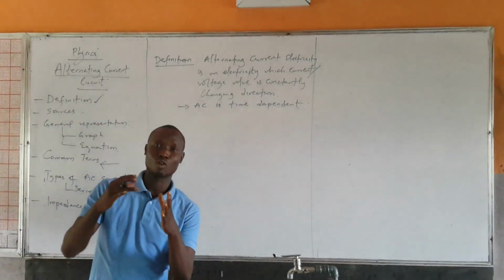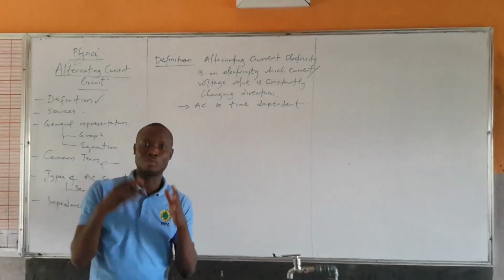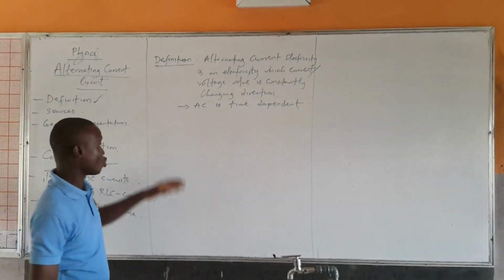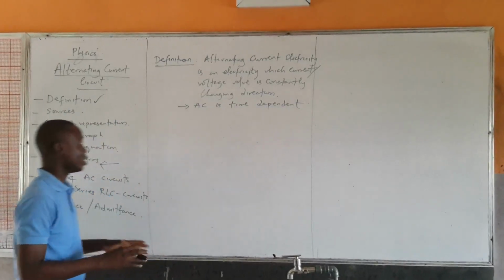At a particular time, the alternating current might be maximum. At another time, it could be minimum. And at another time, it could be flat. So your alternating current is time dependent.